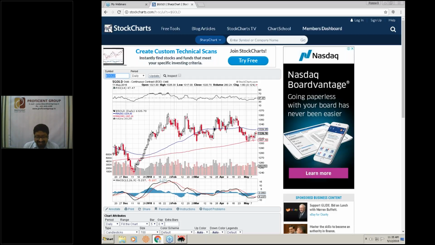It has actually taken support from 200 DMA, but it has been weak, right? Right now it is trading at $1320 per ounce level, and it is trading below its 50-day moving average. But if the May bottom, which was established at around 1305 level, is broken, we are going to see lower prices for gold in that case, right? And why this is happening, let me show you the chart of dollar index, right?